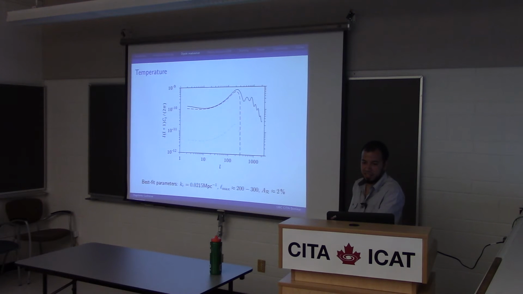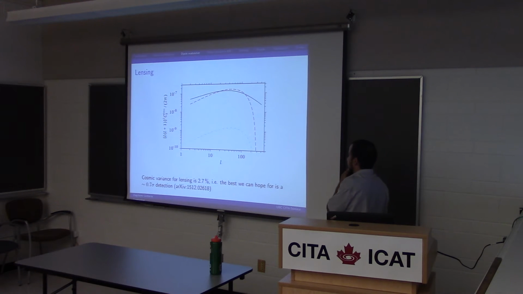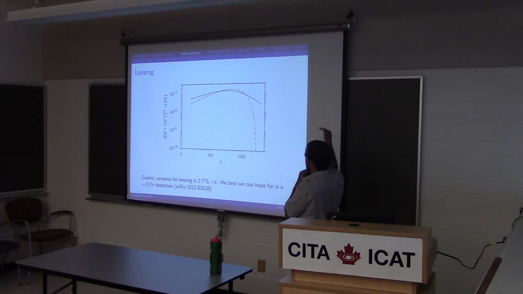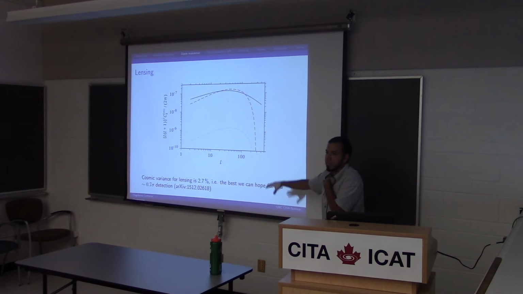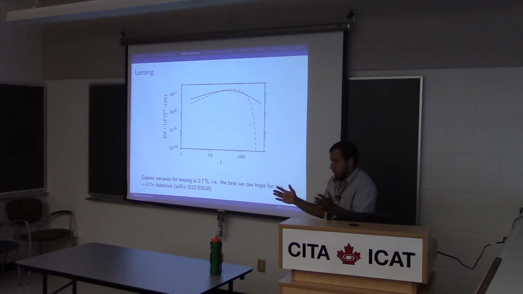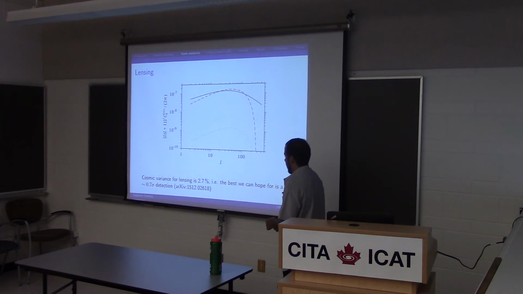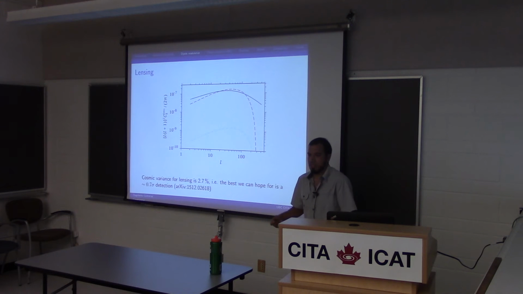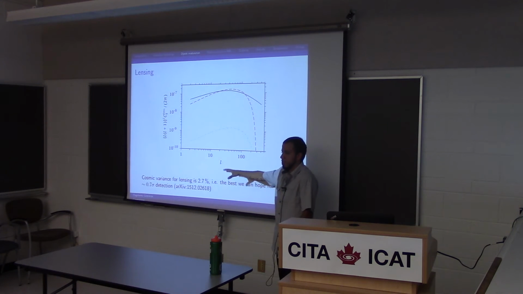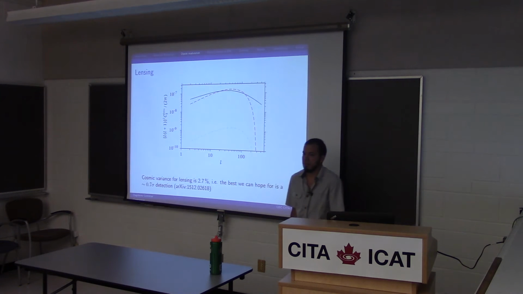So if you look at lensing, black is the regular lensing power spectrum. Red is the power spectrum of the low L modulated, and then the green is the actual anisotropic part multiplied by the amplitude. So if you had access to cosmic variance lensing, we don't, but let's say you did, the cosmic variance from that will give you a dipole modulation amplitude of roughly 2.7%.